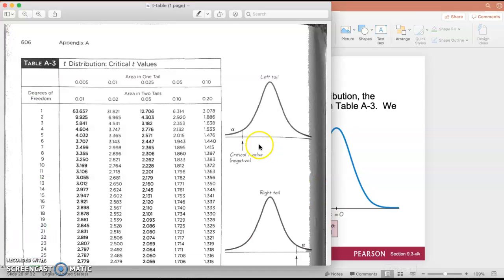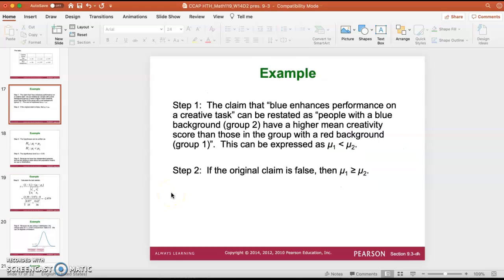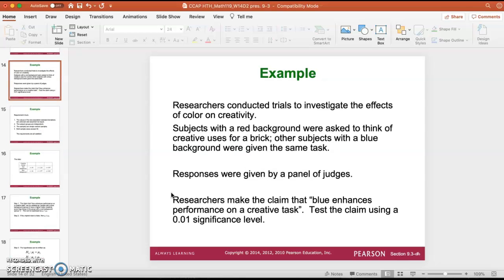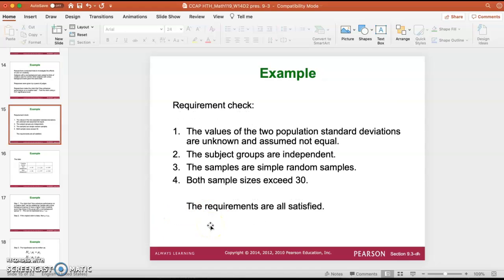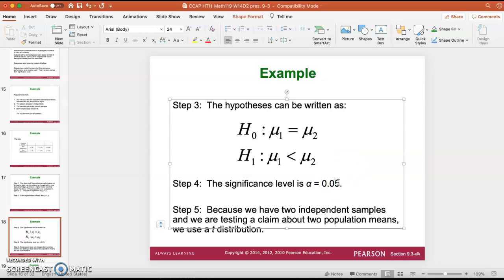Okay, then for the t-table, we know that essentially in the area of... I just realized there's a typo here. We're using a 0.01 significance level. So this right here should be saying 0.01, not 0.05.